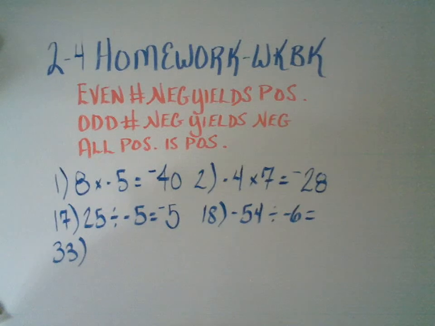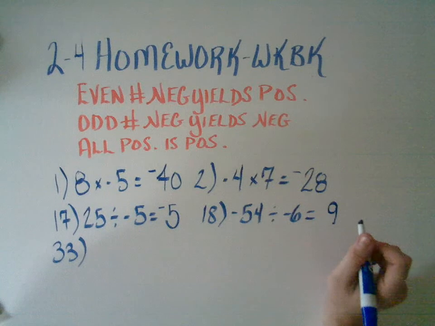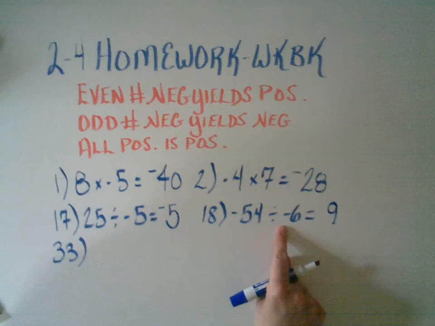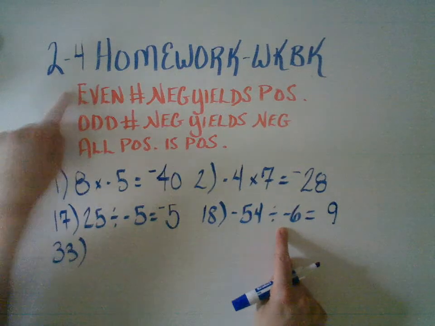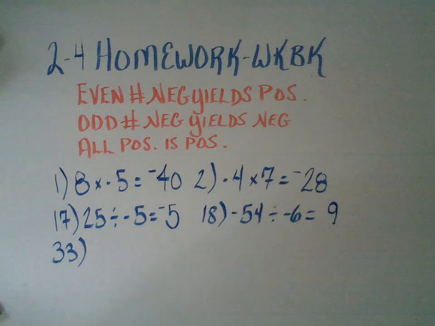In number 18, where we've got negative 54 divided by negative 6, well, we can handle the 54 divided by 6. That's 9. The question is, what is the sign here? As far as the signs go, here we have 2 negative numbers. Well, 2 is an even number. So we have an even number of negatives here, and that's going to yield a positive result. So that's positive 9. Now, some of you might be a little bit bothered by those rules, but those rules work for any type of problem. Whether I have 3 numbers, or 4 numbers, or 5 numbers, or 6 numbers to multiply or divide, those work all the time.